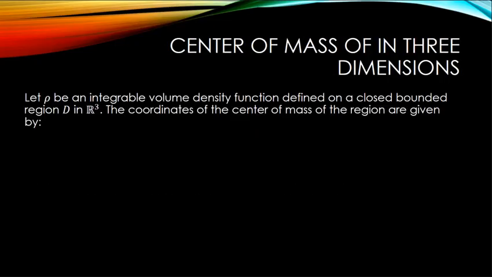If I let rho be an integrable volume density function defined on a closed bounded region D in R3, the coordinates of the center of mass of the region will be given by x bar is equal to capital M sub yz over little m, which is equal to 1 over little m times the triple integral over the region D of x times rho of x y z dV.